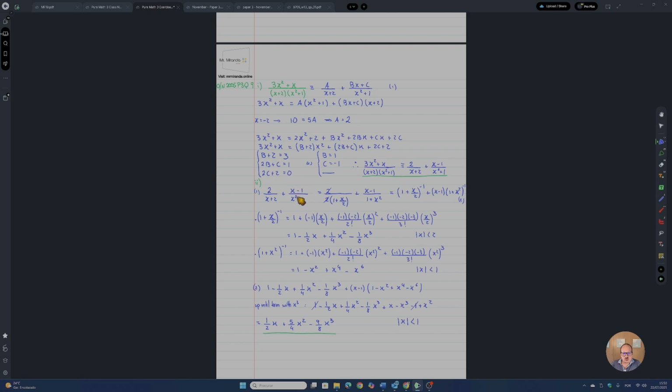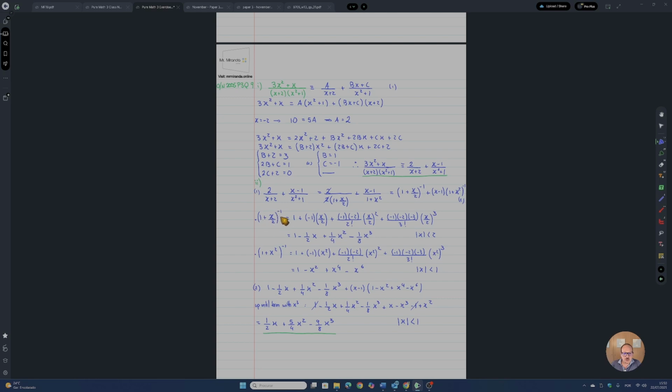This is (x minus 1) times (1 plus x squared) to the power of minus 1. You can expand that too. So let's stop over here. I make here a 2, all right? And let's just expand each one at a time. You need to go up until the term with x cubed according to the question, right?